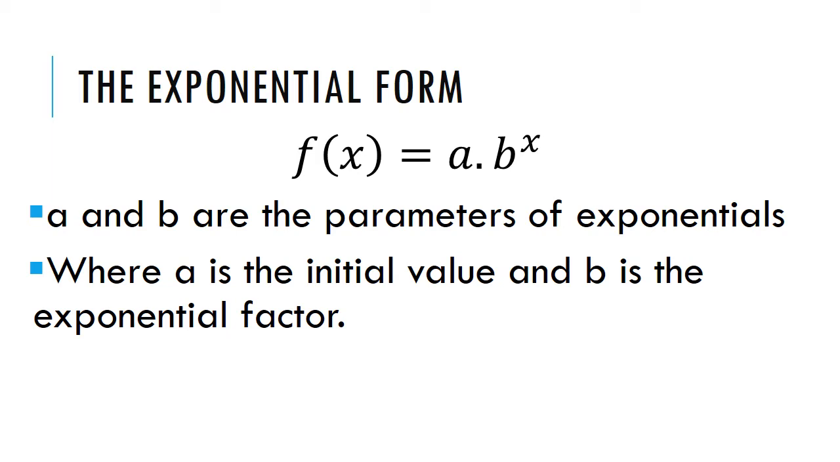In linear functions, we have the form of y equals mx plus b, and we said that m and b are the parameters of linear functions. Same thing in exponential functions: a and b are the parameters of exponential functions. Now a is the initial value, so a is always the initial value, and b, which is usually in parentheses, is the exponential factor.